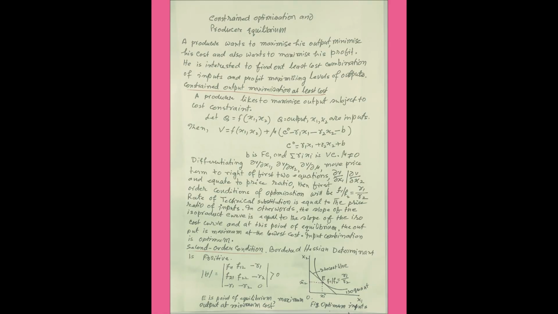So if he produces a commodity using two important inputs, what will be the least cost combination of these two inputs, and what will be the profit at this level? So constrained output maximization at least cost, or you can say constrained output optimization at least cost.